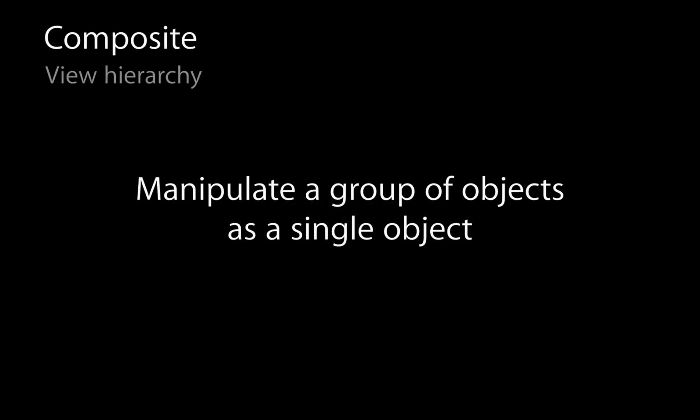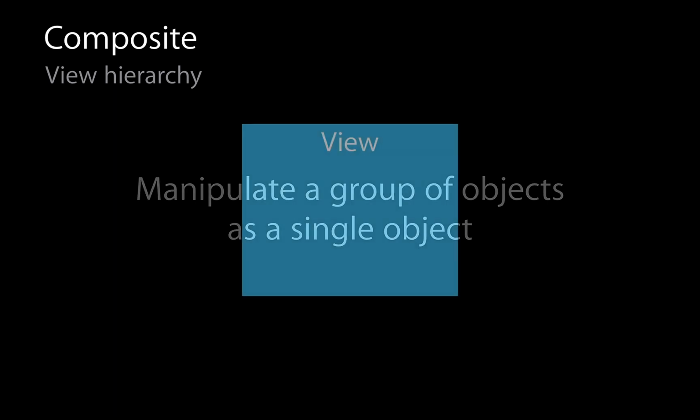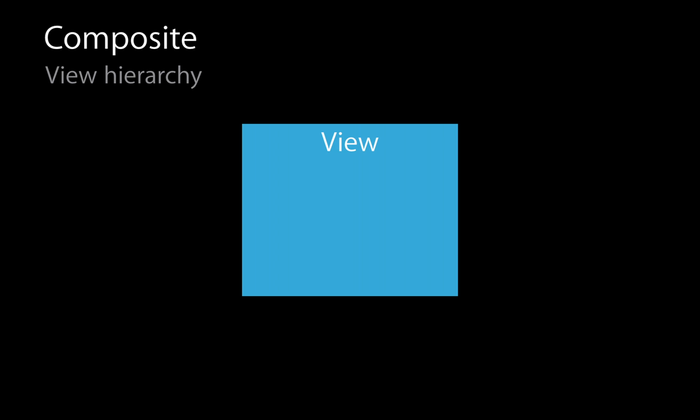Composite lets us manipulate a group of objects as a single object, and we use this extensively in the view hierarchy. So I start off with a single view, created alloc init with frame. I create a new view and then call add subview. Now these two objects, the parent view in blue here, and the child view, the one in green, are in this composite relationship. So now I can treat the whole hierarchy, and I could have hundreds of views underneath that blue view, but I get to treat all of them as one composite object.